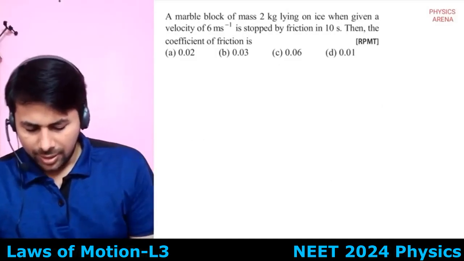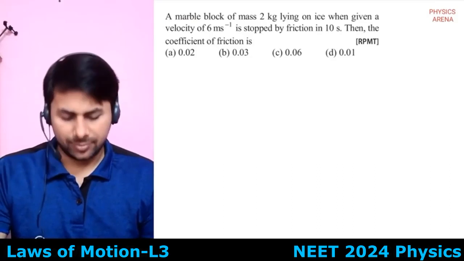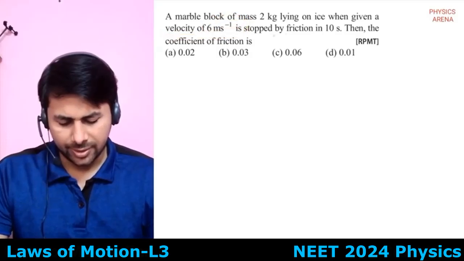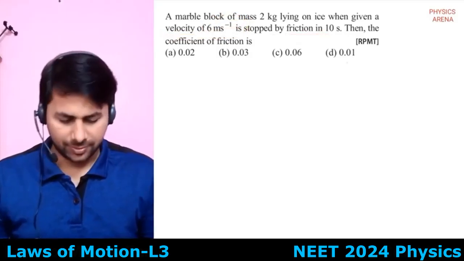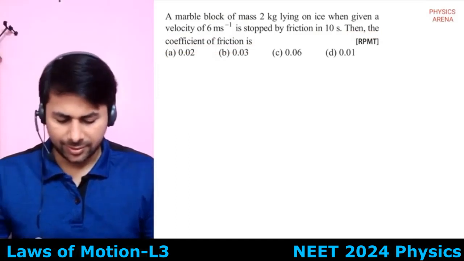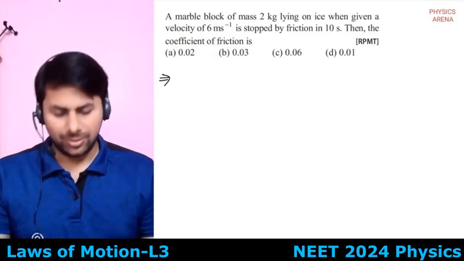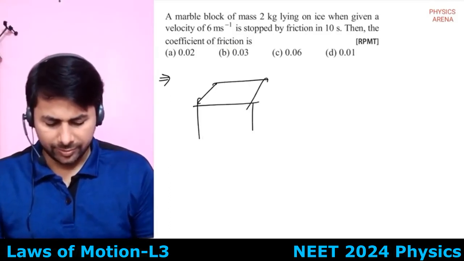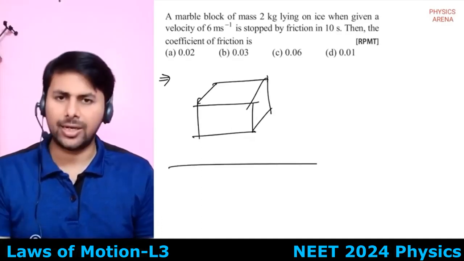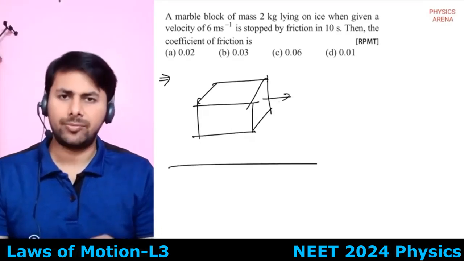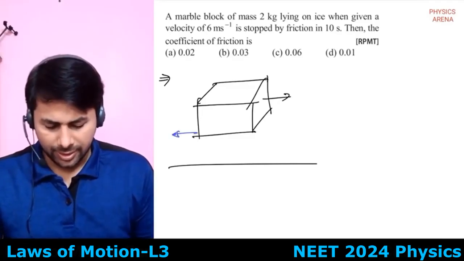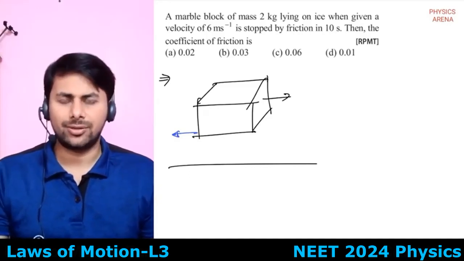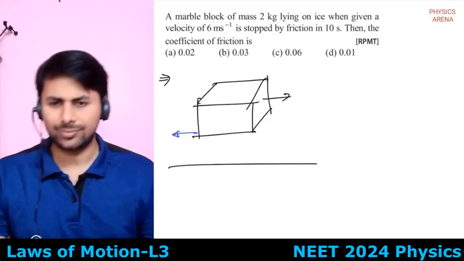Next question. A marble block of mass 2 kg lying on ice, when given a velocity of 6 meters per second, is stopped by friction in 10 seconds. Then the coefficient of friction is. So now there is a marble block which is moving on ice, and it is stopped by the frictional force in 10 seconds. Then the coefficient of friction is. This is the question. So what should we do?